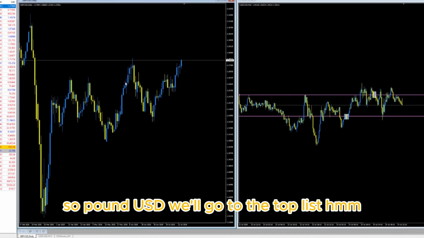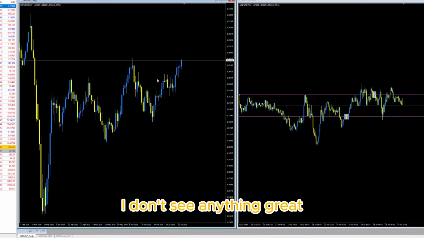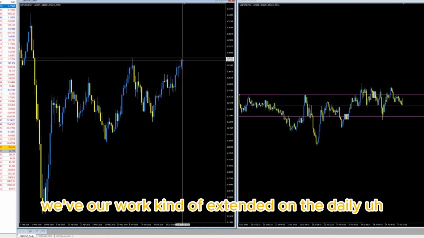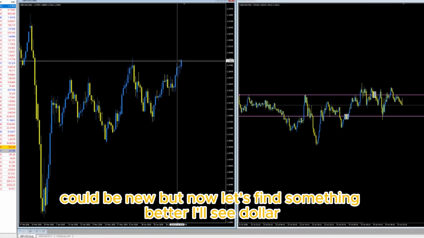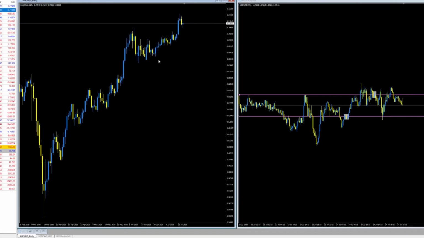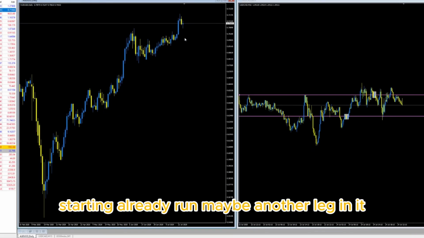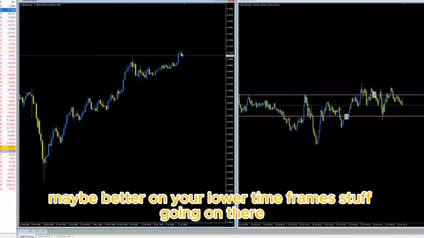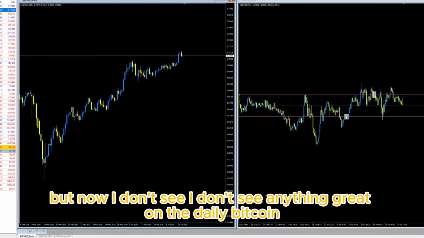So pound USD, we'll go to the top list. I don't see anything great. We're kind of extended on the daily. Could be new, but nah, let's find something better. Aussie dollar. Starting to already run, maybe another leg in it, maybe better on your lower time frames, stuff going on there, but nah, I don't see anything great on the daily.